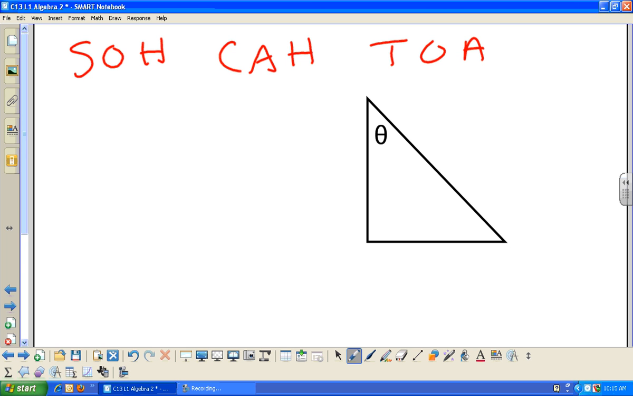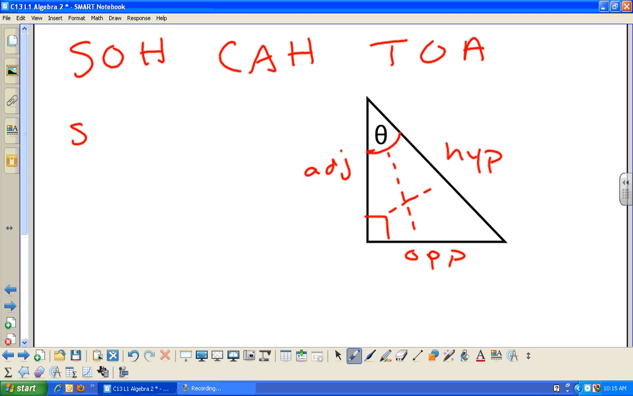for any angle theta, my opposite side length is going to be the side directly across from the angle. My hypotenuse is always directly across from the right angle. And my adjacent side length is the side that is not hypotenuse, but is right next to the angle.